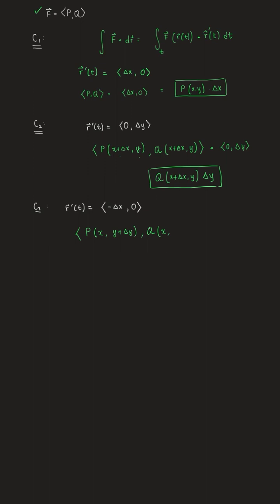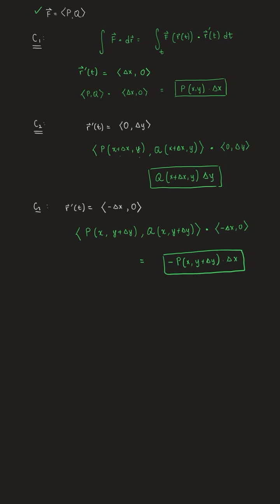So x changes, y is fixed, and we're dotting this with negative delta x, 0, which is the rate of change of the line segment. And so this is going to give us a negative p of x, y plus delta y, times a little delta x, and I'm going to put a rectangle around that.